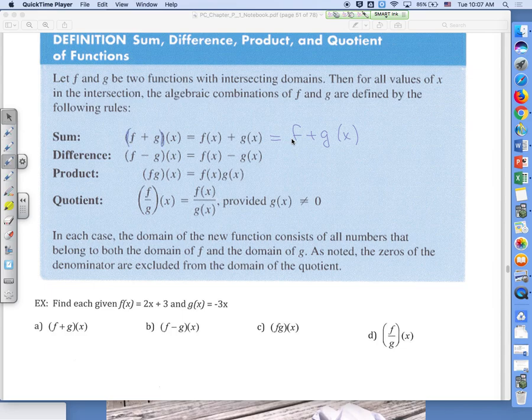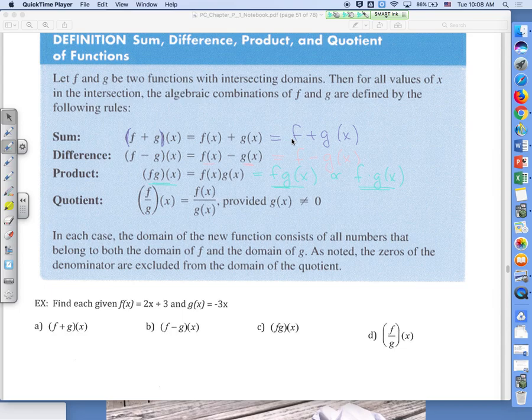Same thing with subtraction. If you subtract the two functions, it's just f minus g. And again, they might write it this way. Product, multiplying two functions together, they might write it this way. They might write it as f of x times g of x. They might just write fg of x. They might also put just a dot in between. Later on, they're going to put an open circle in there. So this I would kind of avoid. They'll either write it this way or this way.